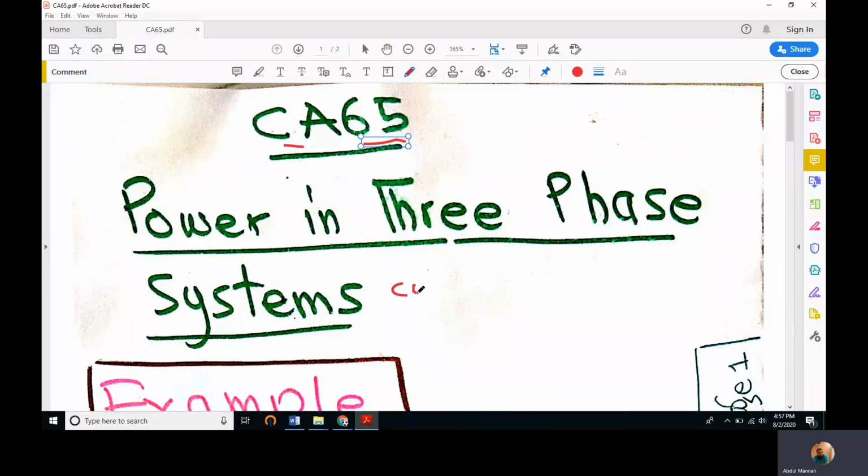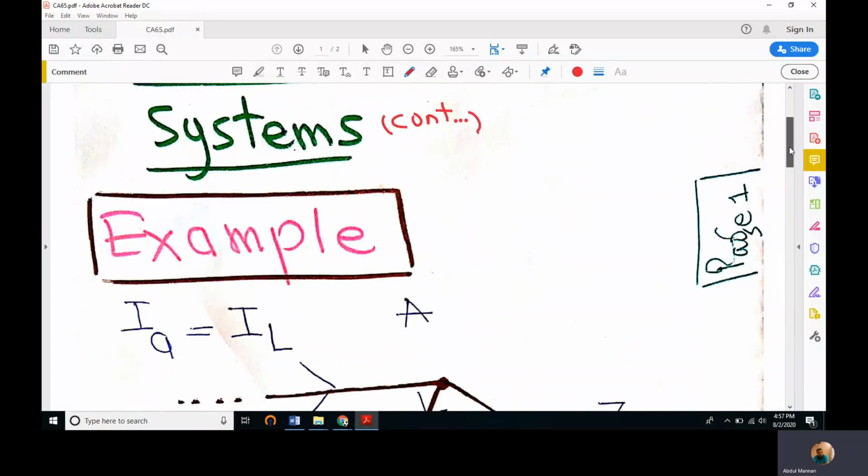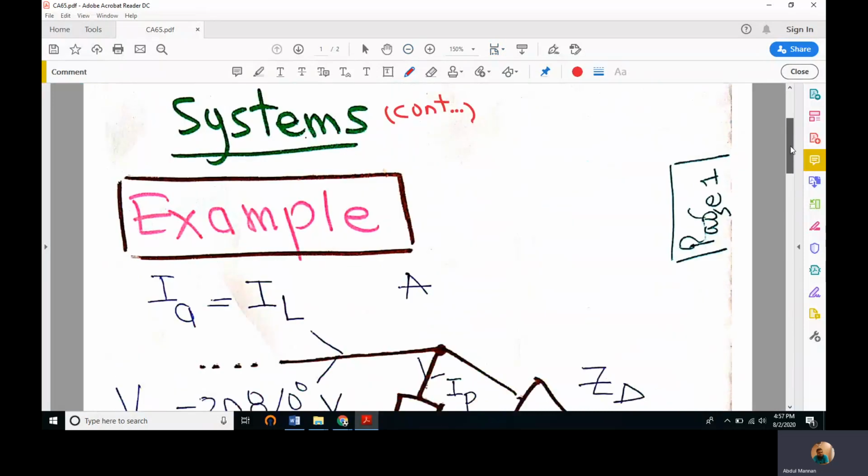We will continue studying power in three-phase systems. In the last lecture, CA64, we studied different expressions for total and per phase powers in a three-phase system. In this lecture, we will solve a numerical example.